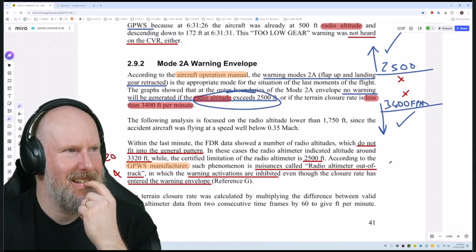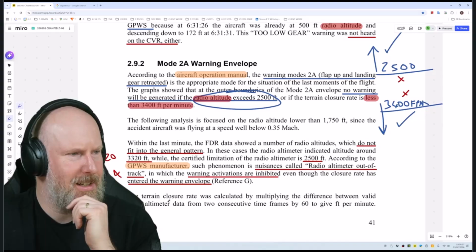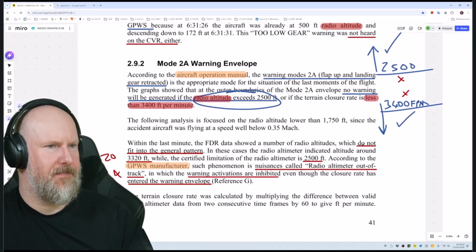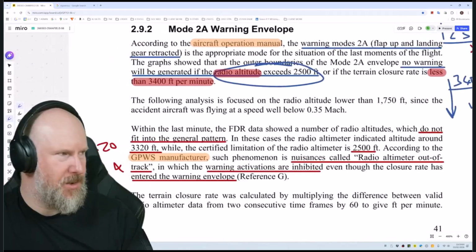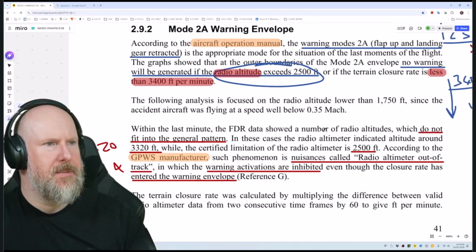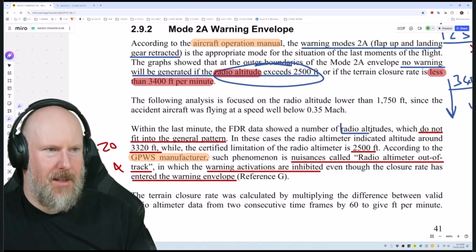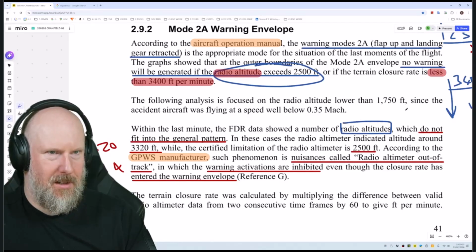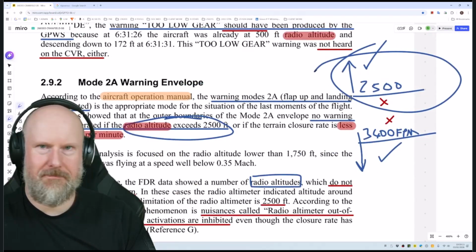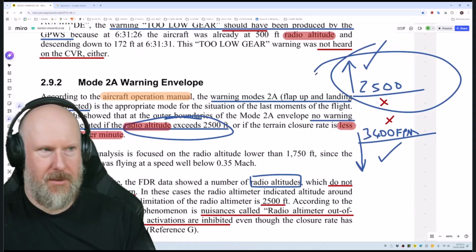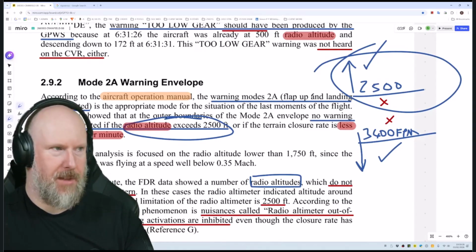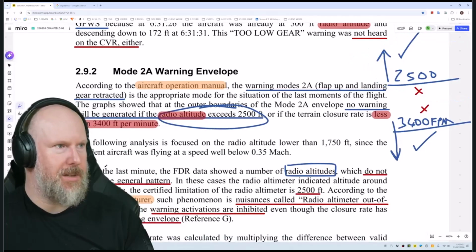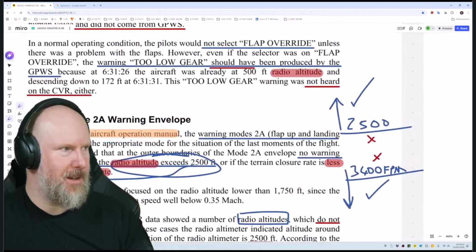The terrain closure rate. Hang on a second, I want to clarify something. This doesn't make sense. Are we talking about a radio altitude, a rad alt, which in this case is this one? So if it's above 2,500 feet, you won't get a warning. In this case, it's 3,320.